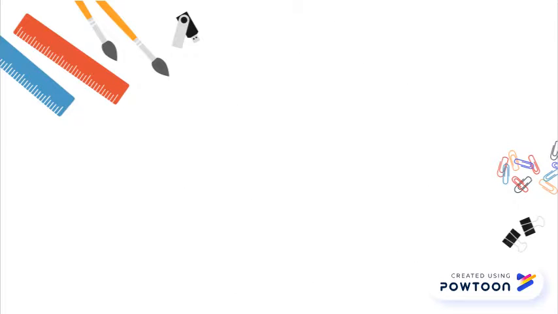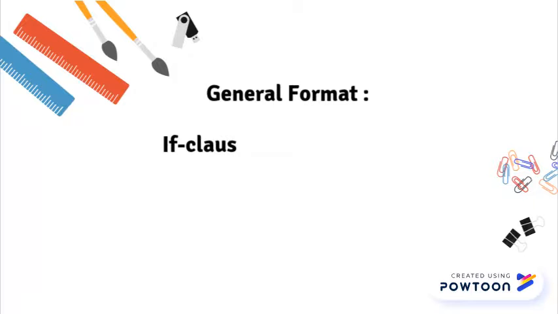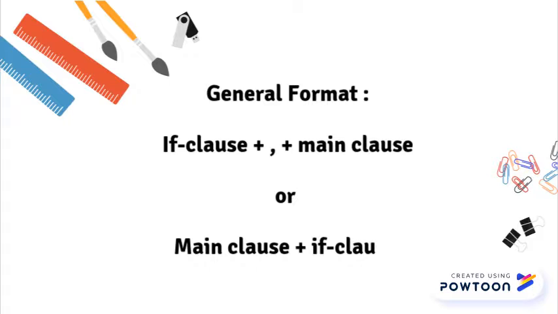Basically, the general format of a conditional sentence looks like the following. You can either have the if clause in the beginning, followed by a comma and by the main sentence, also called the main clause, or you could have the main sentence in the beginning, followed by the if clause.